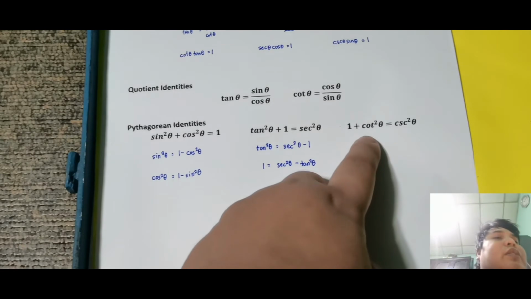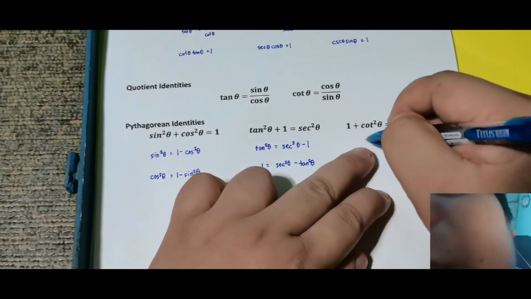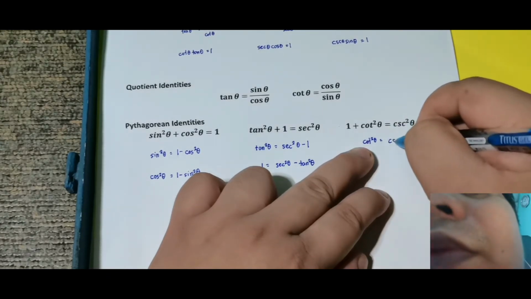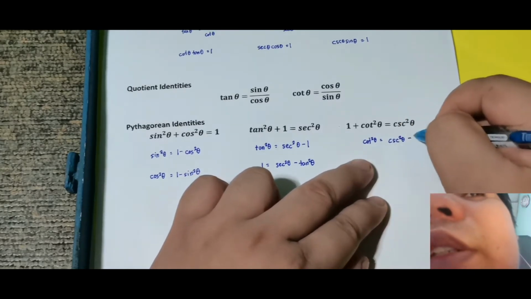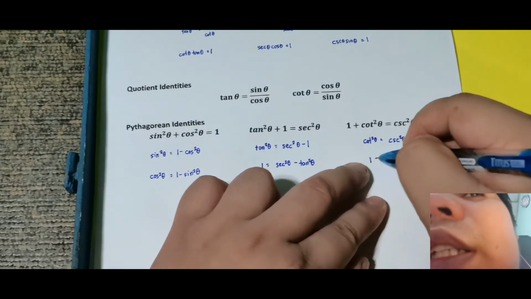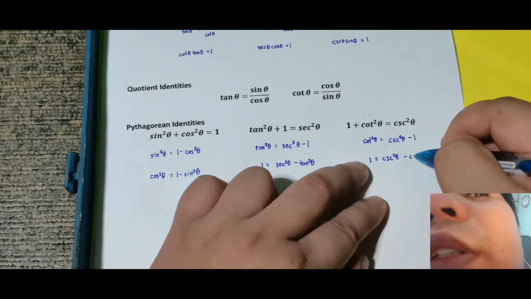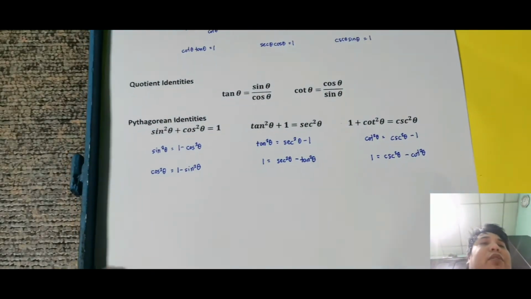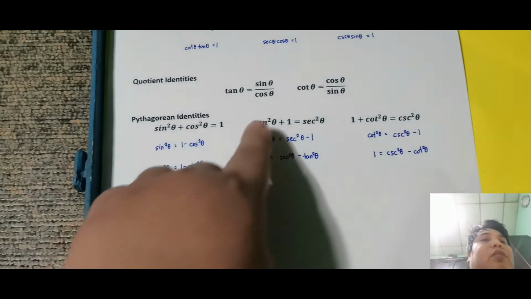Next is 1 plus cotangent squared theta, that is cosecant squared theta. So manipulate natin konti. So we have cotangent squared theta is equal to cosecant squared theta minus 1. Then 1 is equal to cosecant squared theta minus cotangent squared theta. Okay, so yan ay mga useful na identities. So ngayon, sir, saan galing to? Paano na-derive to?